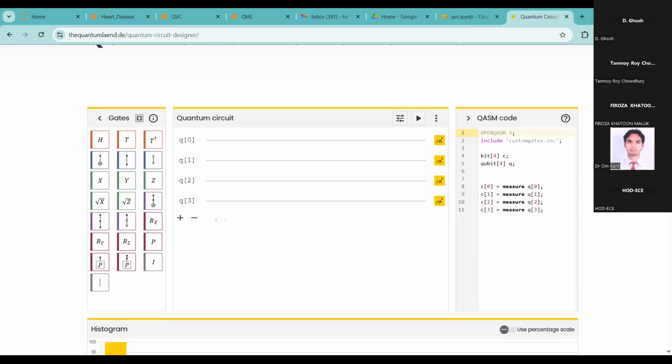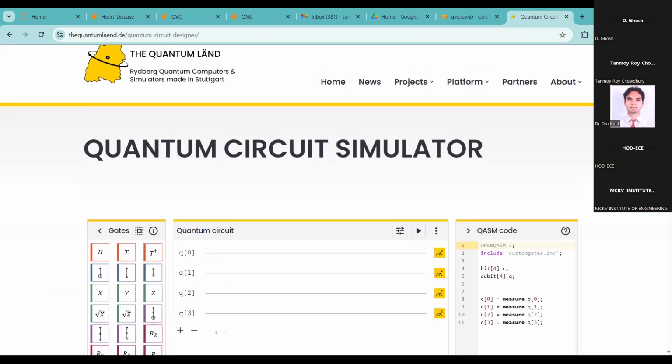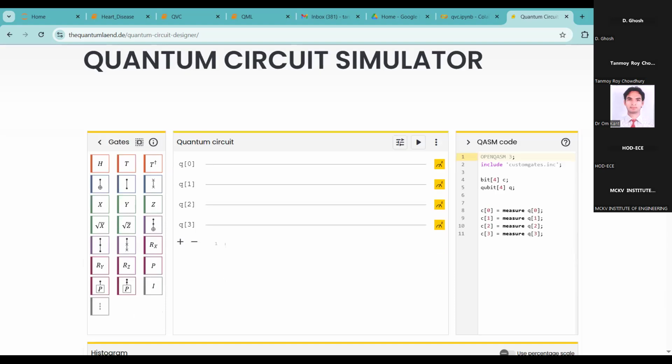Okay, so this is a quantum circuit simulator. You can see this. Now here, these are the measurements, the yellow ones. And here you have all the gates that you can do. Here are the qubits. If you don't require a qubit, you can delete these qubits. So this is what you have.